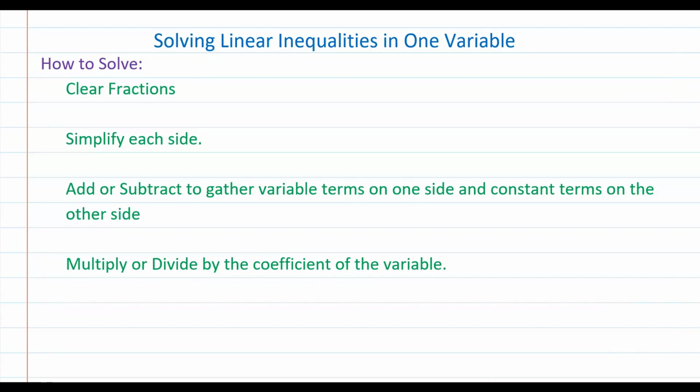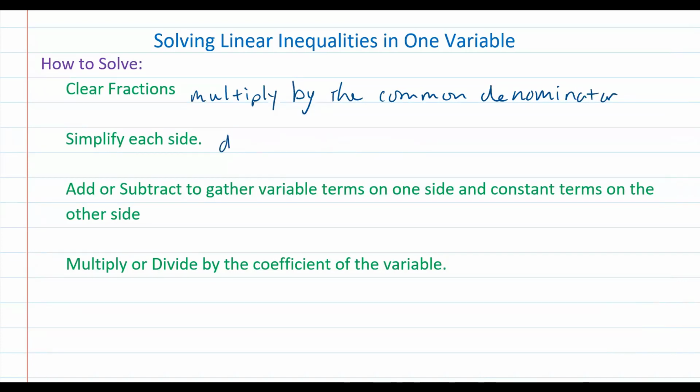We're going to start by clearing any fraction, which means we're going to multiply by the common denominator. Then we're going to simplify each side, and we're going to do that by using the distributive property. And we're going to look for grouping symbols to know when we should use the distributive property. We should also look to see if we can combine like terms.